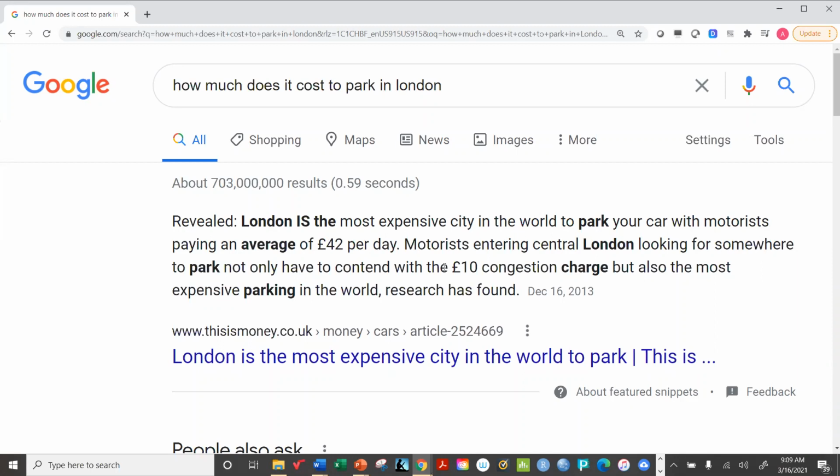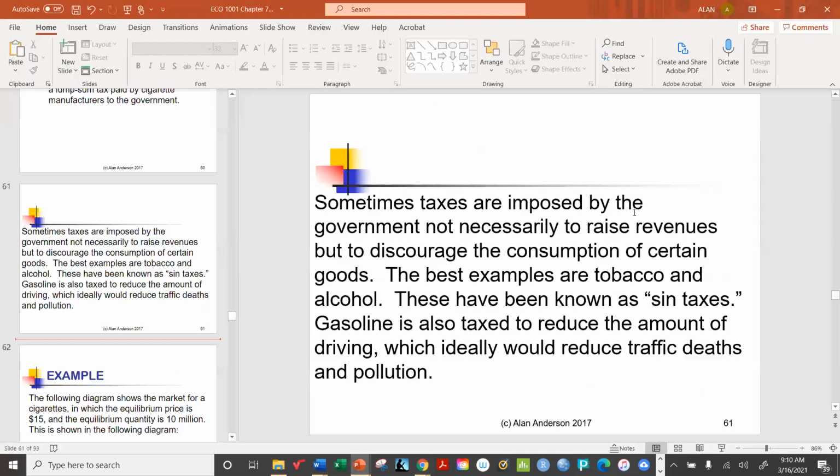So that would be an example of a tax. Oh, and by the way, this price here is almost certainly the result of taxes as well. The tax coming into the city is designed for one purpose only, and that's to tell you don't think about driving into the city unless you have a lot of money to pay for it. So that falls into the same category: taxes that are imposed to discourage consumption, tobacco, alcohol, and gasoline, and in London at least, driving into the city.